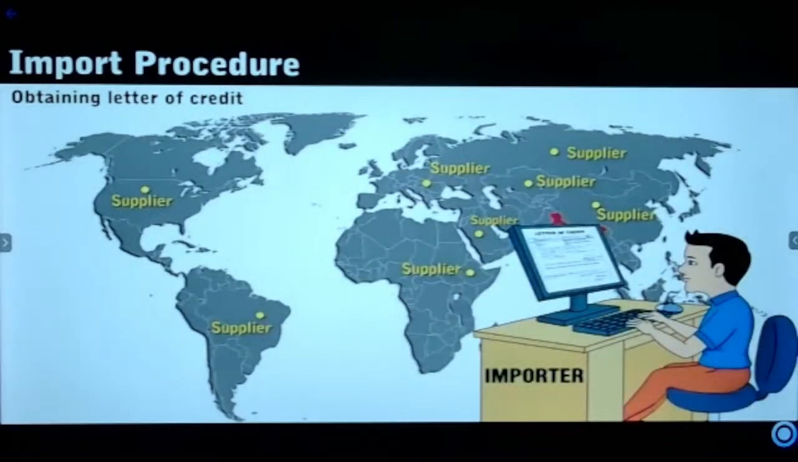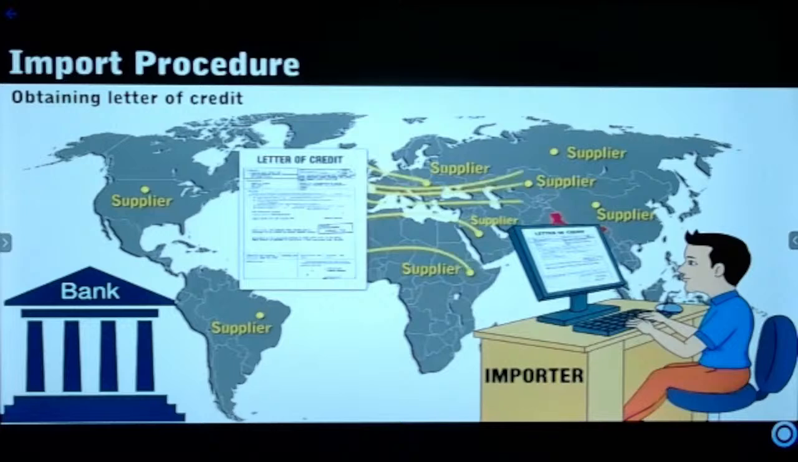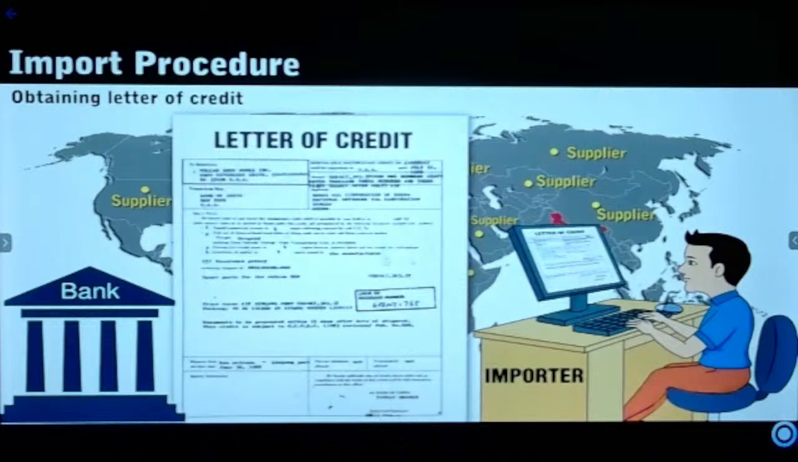The next step is obtaining letter of credit. If the payment terms agreed between the importer and the overseas supplier is a letter of credit, then the importer should obtain the letter of credit from its bank and forward it to the overseas supplier. As stated previously, a letter of credit is a guarantee issued by the importer's bank that it will honor payment up to a certain amount of export bills to the bank of the exporter.